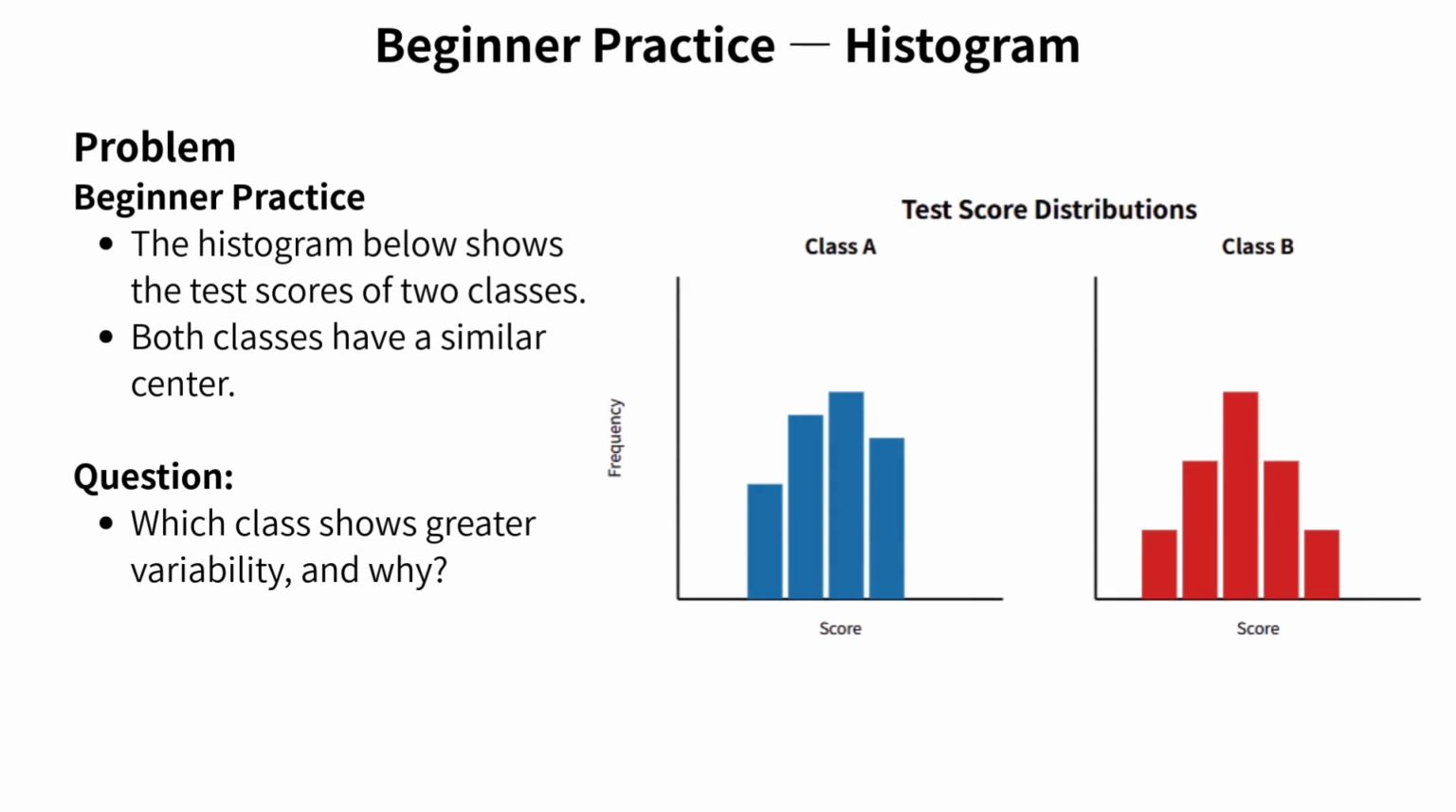Look at the two histograms on the right. Which class shows greater variability, and why? Use evidence from the graph, think about spread, range, and how far the scores extend from the center.